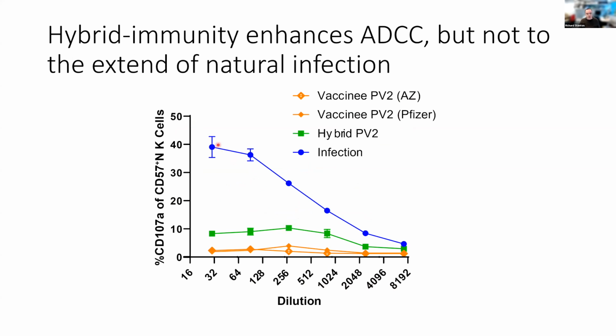So here we've got someone who's been infected, someone who's got hybrid immunity, and someone who's been vaccinated. And so you can see these really, really weak responses from vaccination, the really, really strong responses from infection, and the sort of intermediate response from hybrid immunity. But nevertheless, we currently have spike-based vaccines, and if we can learn how to induce superior ADCC responses from a spike-based vaccine, that's clearly going to be a good thing.